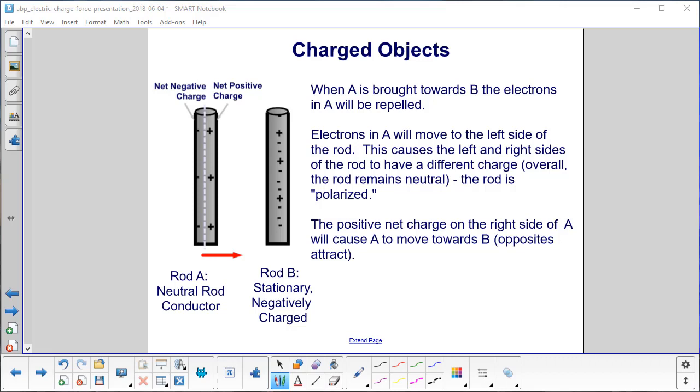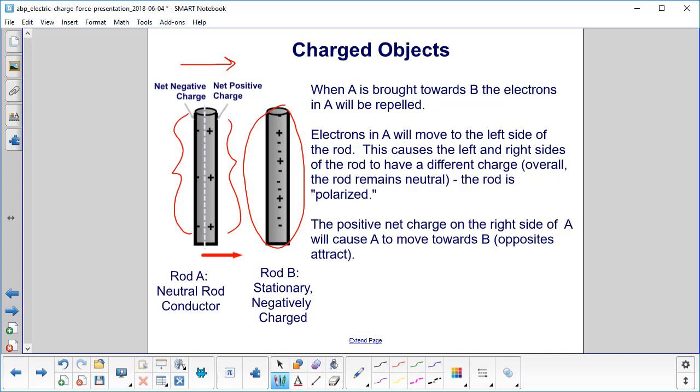When rod A, this one over here, is brought closer to rod B, the electrons, or the negative charge carriers in rod A, will be repelled by all the negative charges over here. You can see we have a preponderance of negative charges there. So the negative charges in rod A will move to the left side, and so when the negative charges move to the left, you're left with a net positive charge on the right. And remember, it's the electrons that are moving here, certainly not the protons.